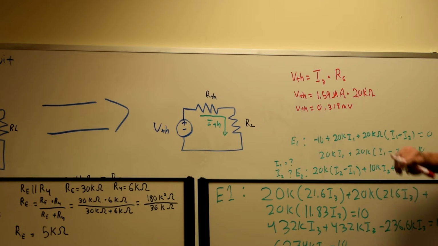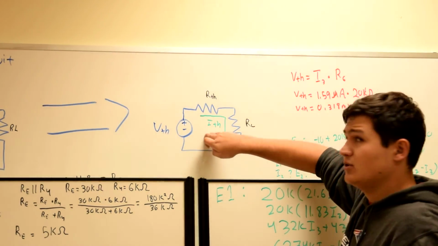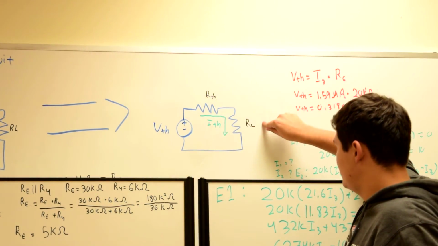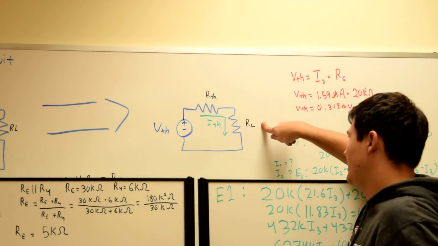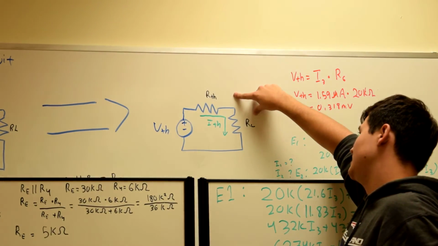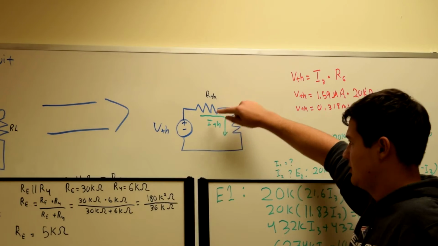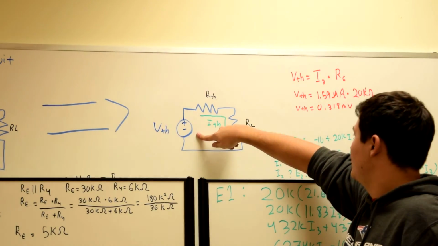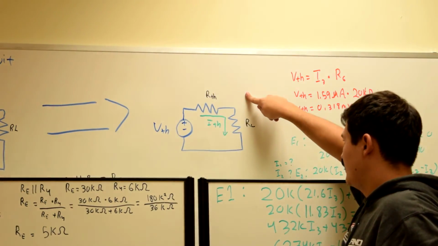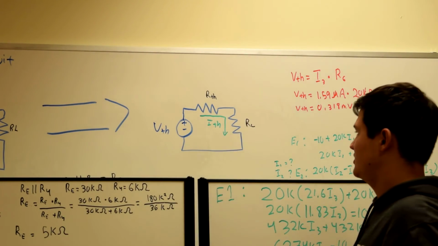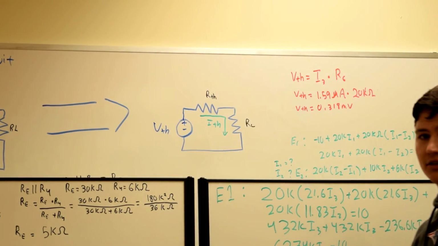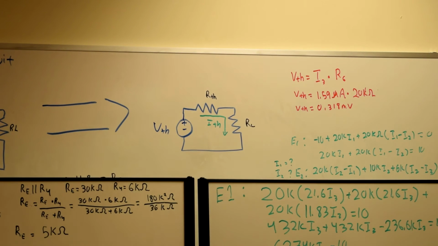Okay, so now the last part of the puzzle is, what is ITH? Well, the answer to that is you give me a value of RL, I can combine it in series with RTH, and then I can divide VTH by this new RTH, and I can give you ITH. So that's how you do it, that's what it's for.